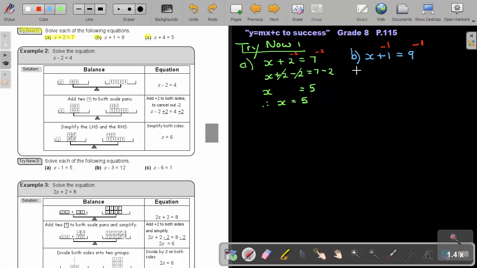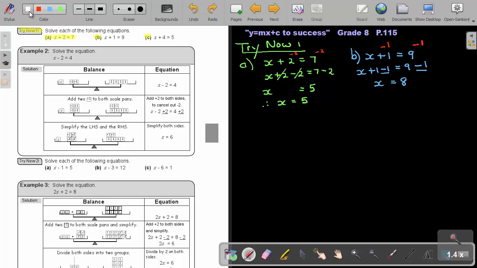So basically, I'm going to say x, there's the plus 1. I'm going to subtract 1, and I'm going to subtract 1. Did you see? I do it to both sides. And then I will end up with x, and I will say 9 minus 1. What will that be? 8. And I can test it by saying 8 plus 1, that's 9. So these two sides will be equal.